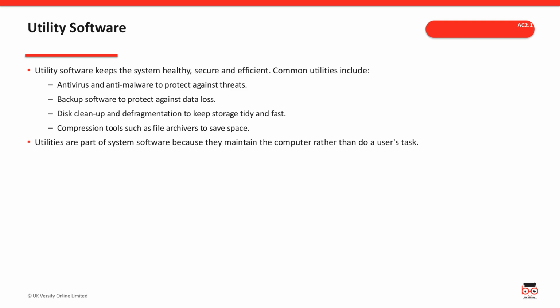Utility software is all about keeping your computer healthy, secure, and running smoothly. This is the family that includes antivirus and anti-malware to fend off threats, backup software to guard against losing your files, and disk cleanup and defragmentation tools to keep storage tidy and quick. Compression tools that zip files down to save space belong here too. We count these as system software because they look after the computer itself, rather than doing a task for you like writing a letter would.